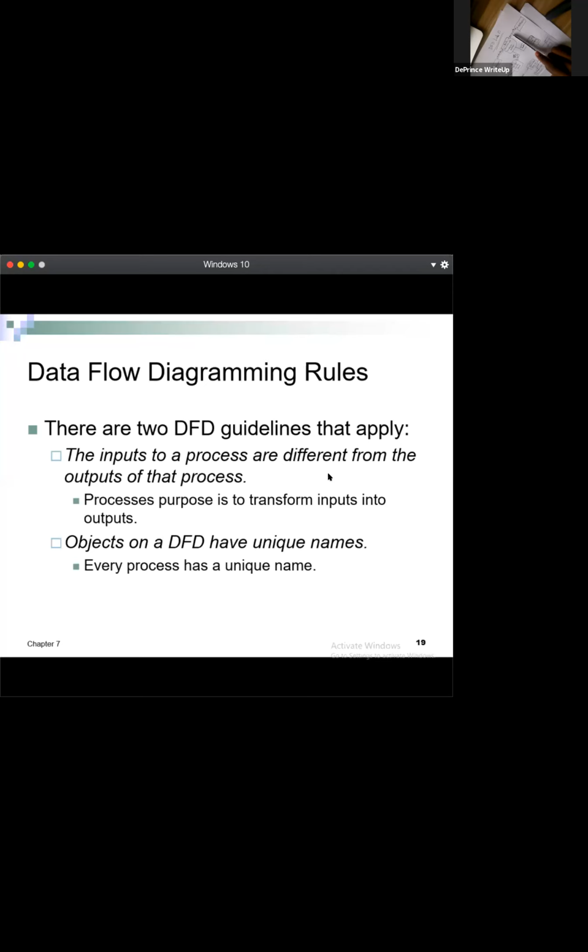Okay, we've explained that. The objects on data flow diagram have unique names. Every object has a different name. You cannot have multiple objects having the same name. Example, customer, and this one is also customer. No, it has to be different. Restaurant manager, right? All of them have to be different.